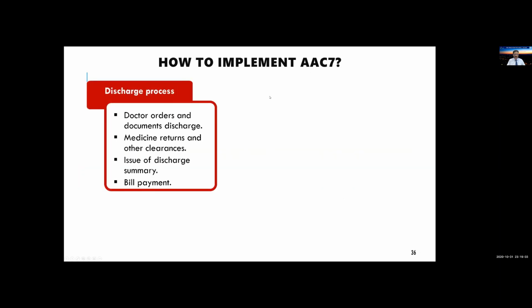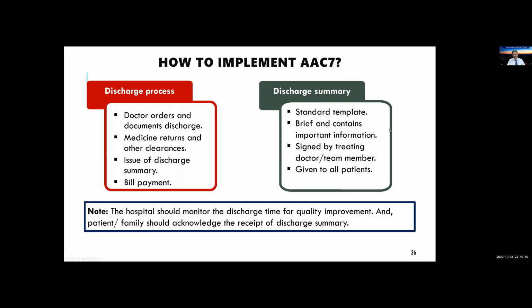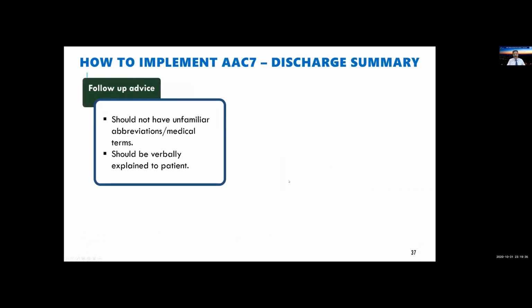the other details. And how you can implement this is the doctor can order the discharge after seeing the patient, medicine returns and clearances, and then you can issue the discharge summary. It should be in a standard template, particularly if you are working with insurance companies. They prefer standard template. It should be brief and contain all the important information signed by a treating doctor or a member of the treating team, and should be given to all patients, and hospital should monitor the discharge time for quality improvement. And the patient or the family should acknowledge the receipt of discharge summary.